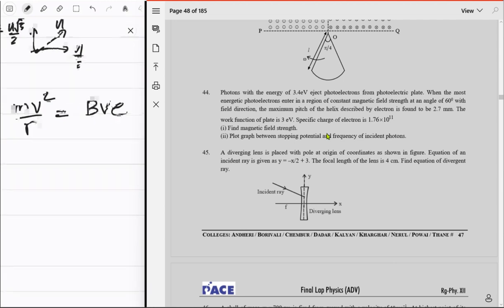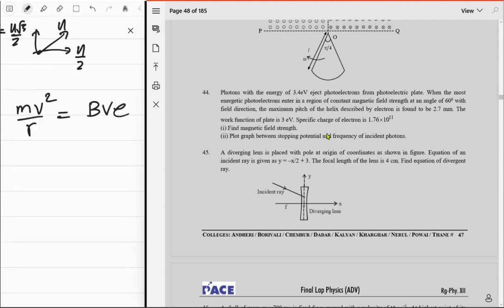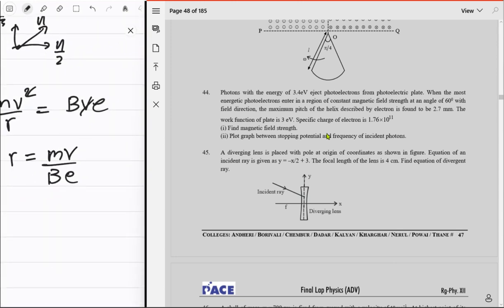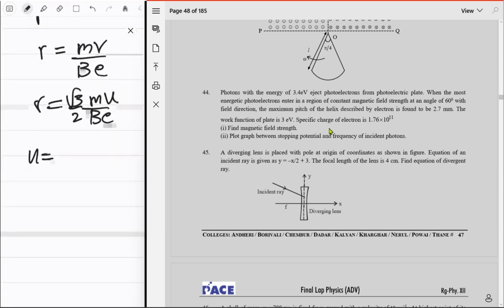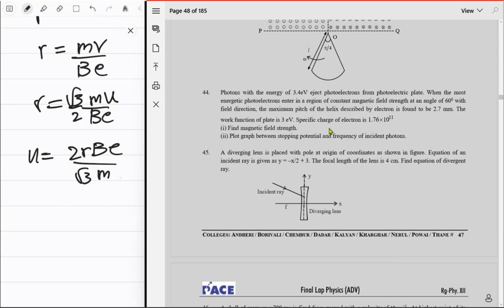Force is equal to force. Okay, got it. So EV just merge जाएगा. What do you get? Just R is equal to mv upon B times E. Okay. इस केस में just ये चीज m times root 3 upon 2, mu upon E, that's equal to R. तो करना क्या है? So अपने को R दिया है. Fine. The work function is given. So अपने को basically just have to figure out what U is. Just U is what? U is just 2RBE upon root 3 M, and then you just want what?